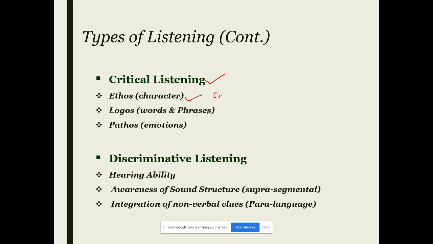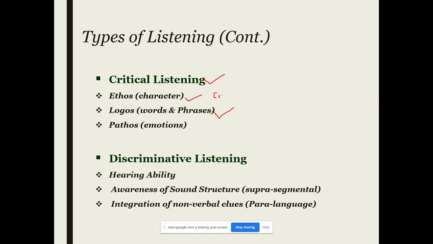The second thing that we must understand about critical listening is logos. Logos stands for the words and phrases, or the choice of words and phrases by the speaker. There would be speakers who purposefully use certain kinds of words and phrases in order to catch our attention, in order to impress the audience. And there would be different kinds of choices.